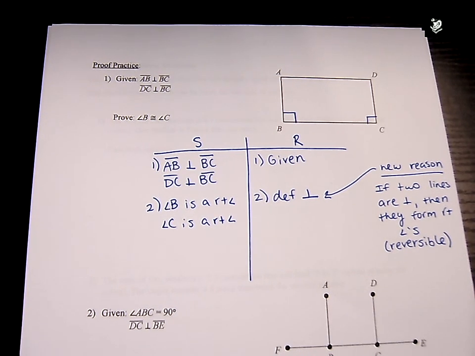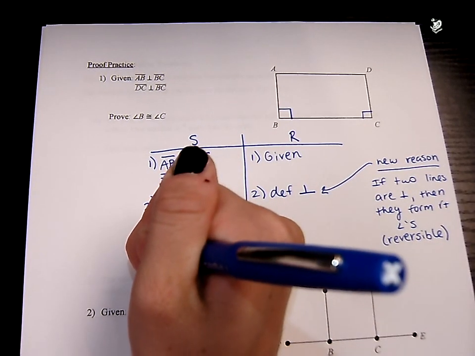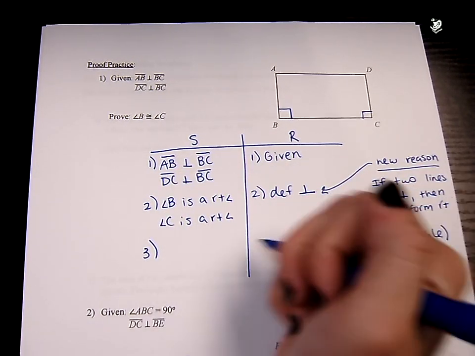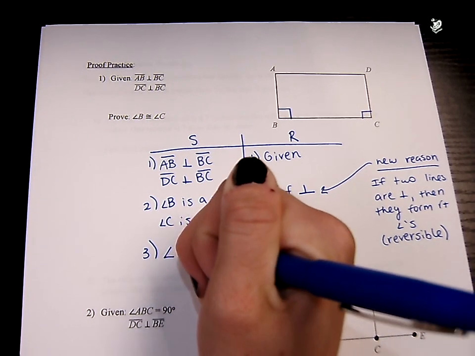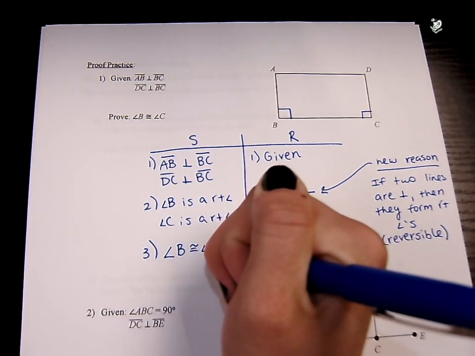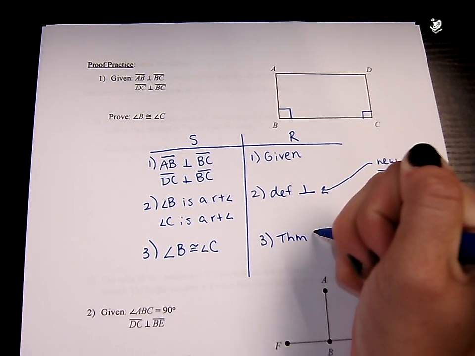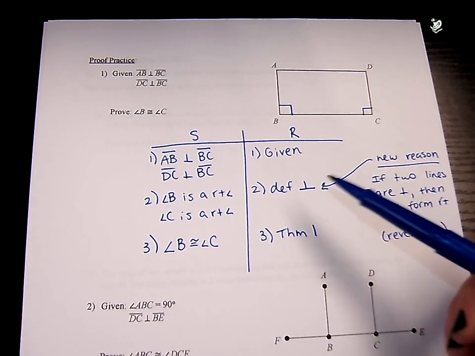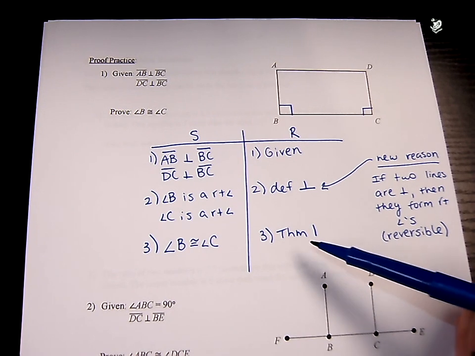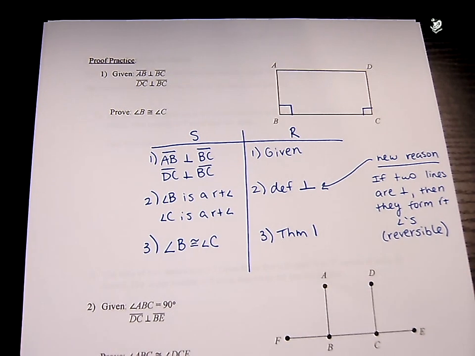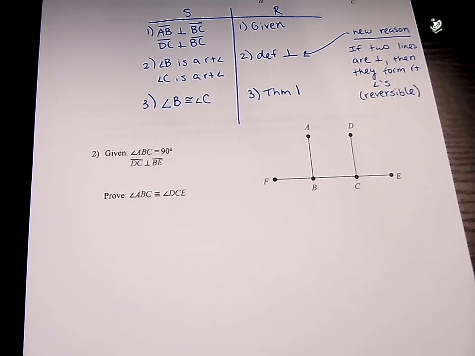Now that we stated that we have two right angles, our third step is going to be Theorem 1. Therefore, angle B is congruent to angle C because of Theorem 1. I stated that I had my right angles, and then I stated that they are congruent by Theorem 1. And now I've finished the proof. So try the next one.